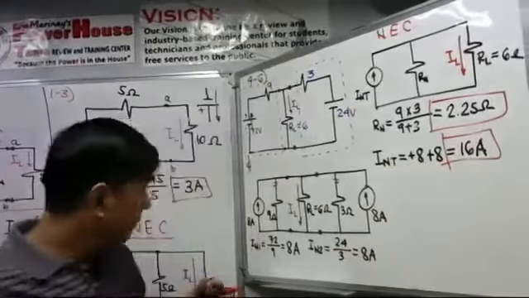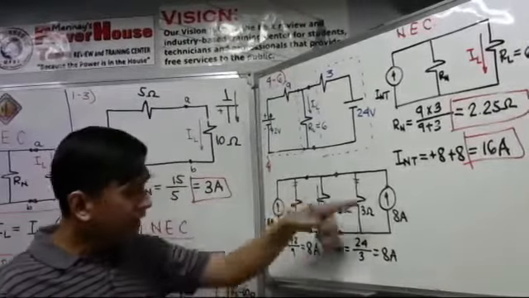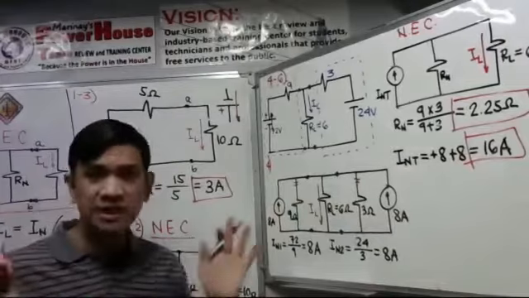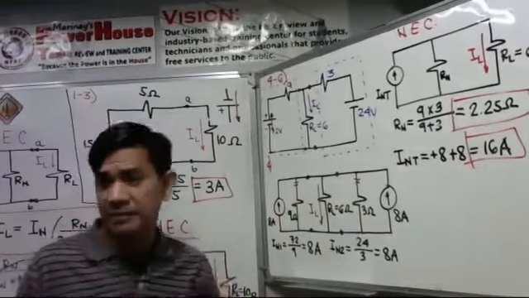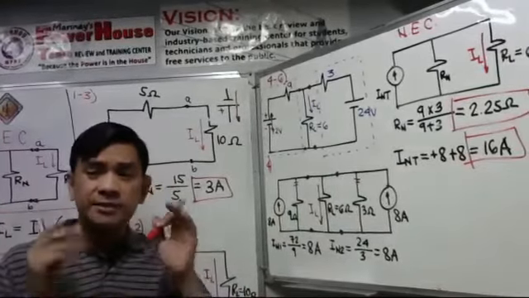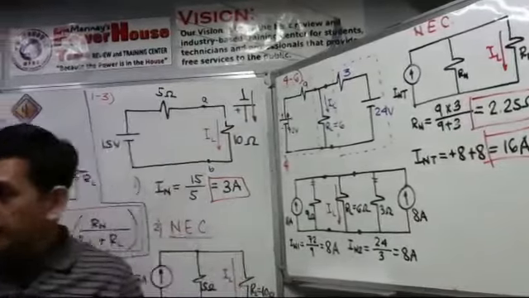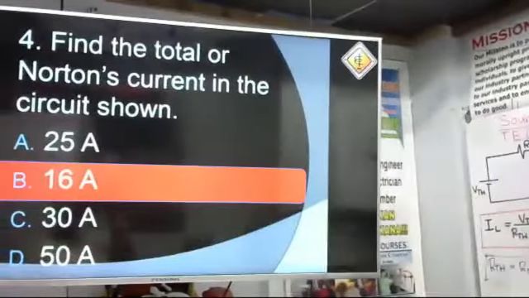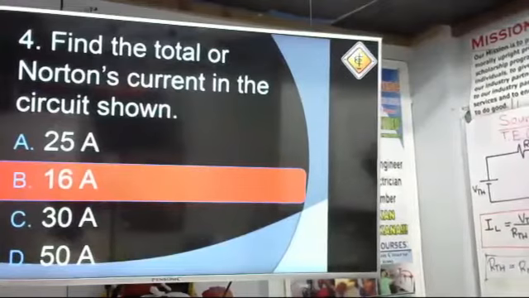So that is our answer. Well, if it so happens that this 8 ampere is upward and this 8 ampere is going downward, therefore 0 ampere. There's no current. So we have to consider the algebraic sum. So the answer is 16 ampere. Take a look here, guys. So the answer would be letter B. Letter B.